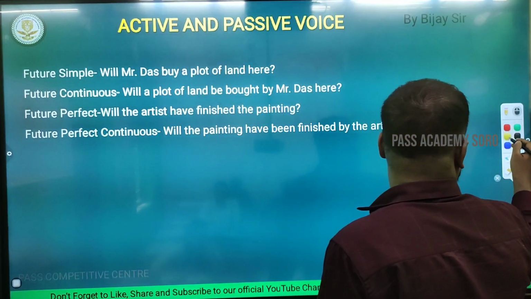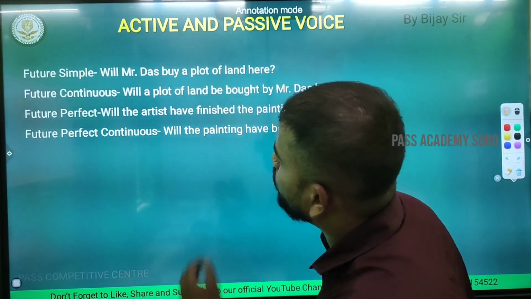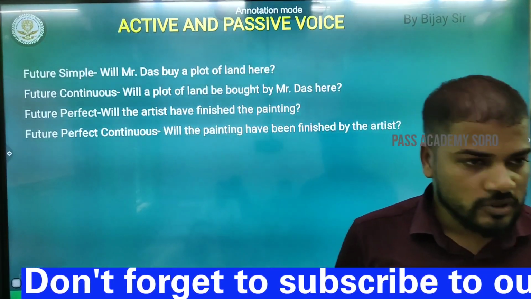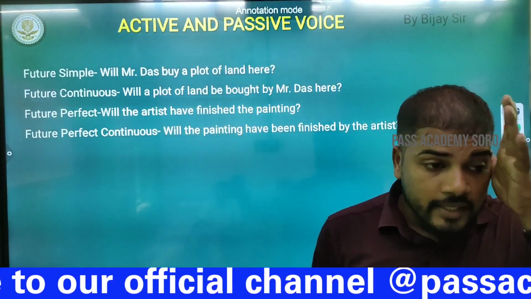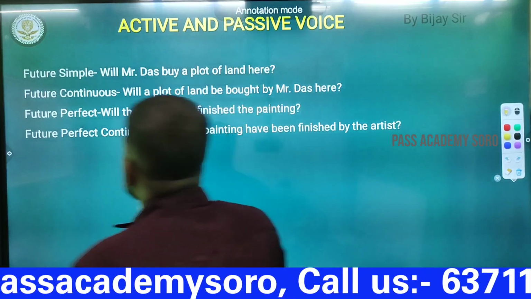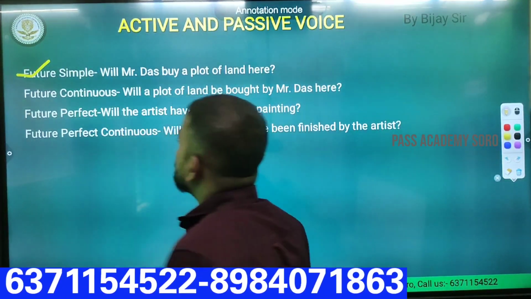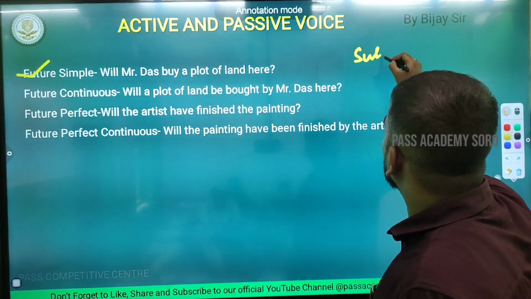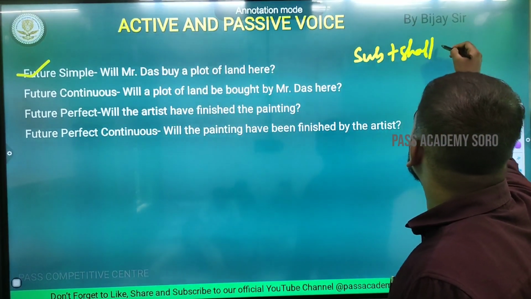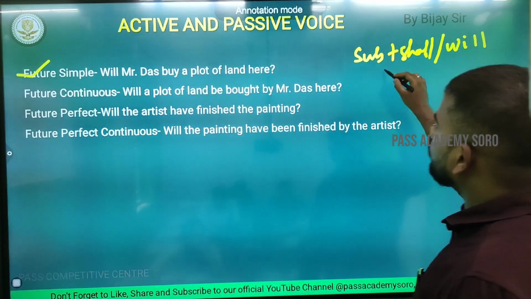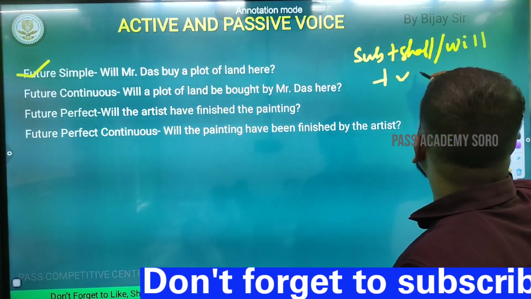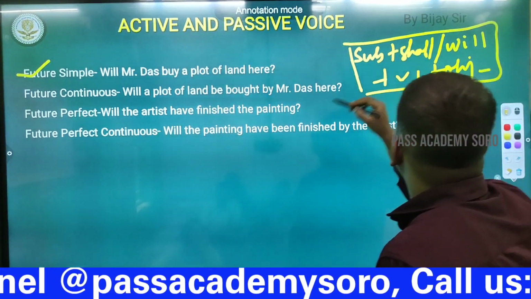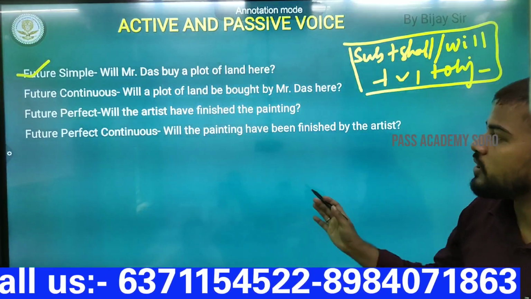Okay. So our next example, dear student, is future. If our sentence is in future tense, what changes are made in passive voice? Our first example, dear student, is future simple. The structure is subject plus shall or will, then verb first form, then object. This is the structure of our simple future tense.